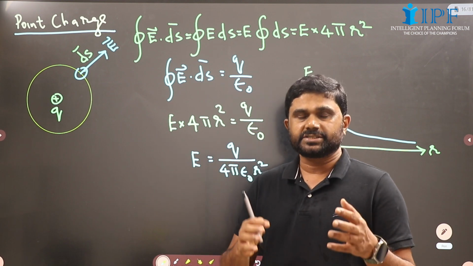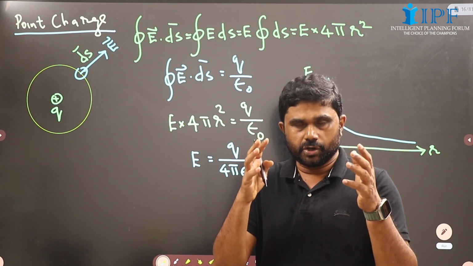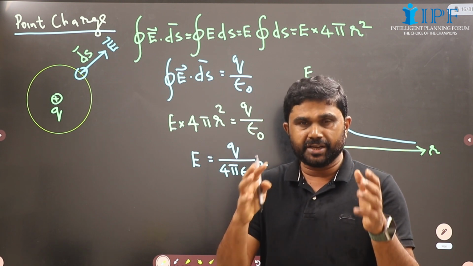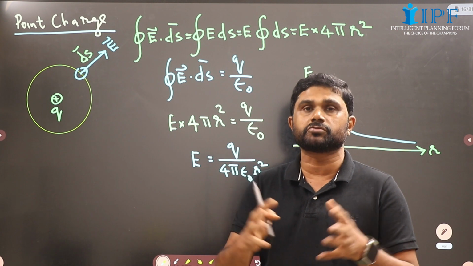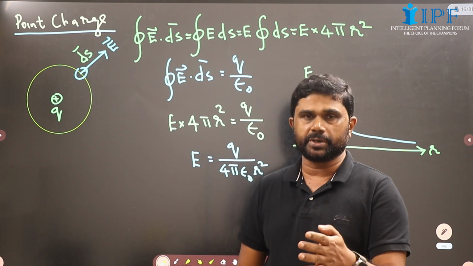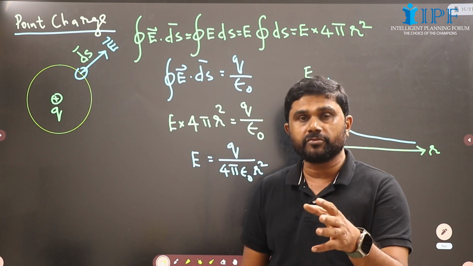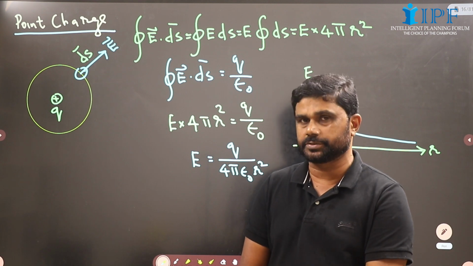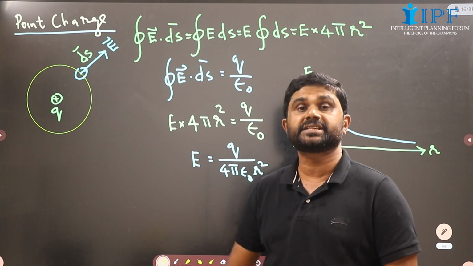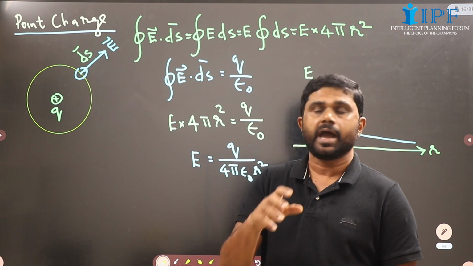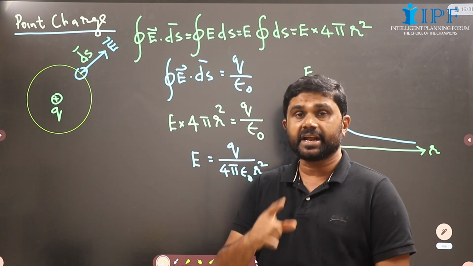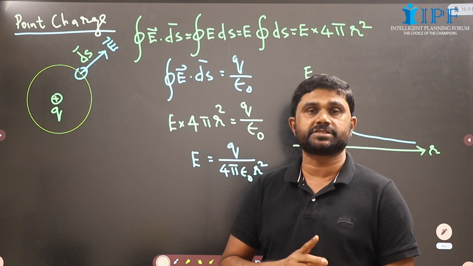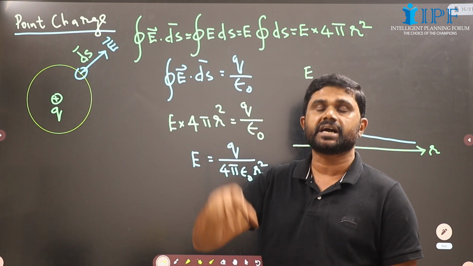Let me repeat. Gauss's law is valid for any charge distribution and for any closed surface, but it will be simple if we can have a surface that is symmetrical with respect to the charge distribution. Here we have a point charge that is the source of the field, and we can consider a spherical Gaussian surface with the point charge at its center.